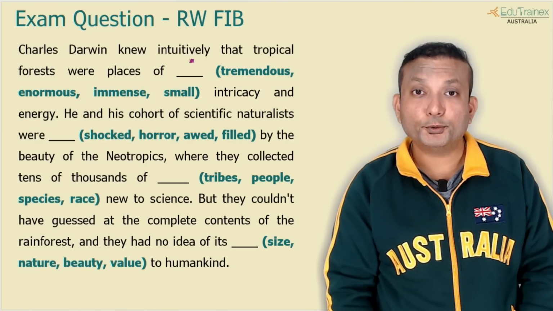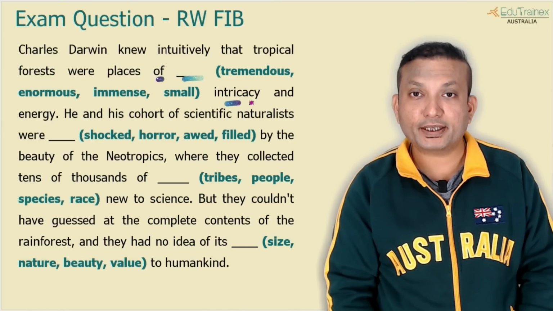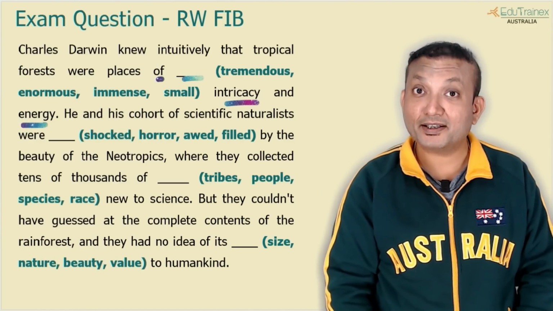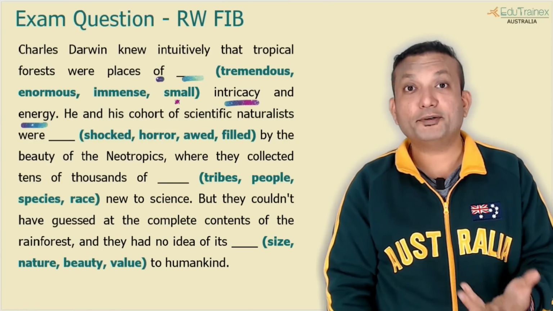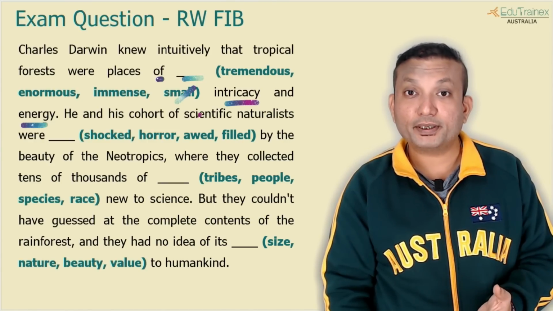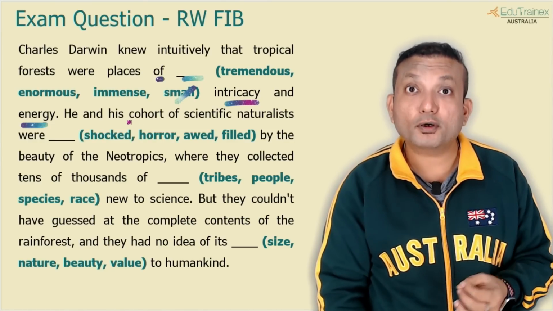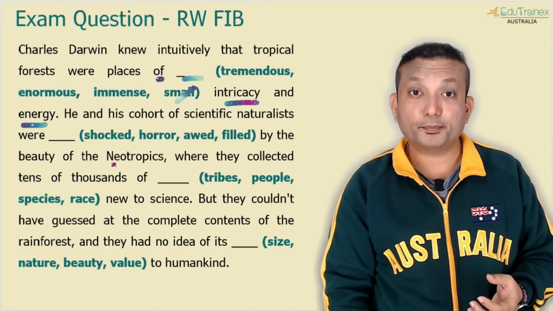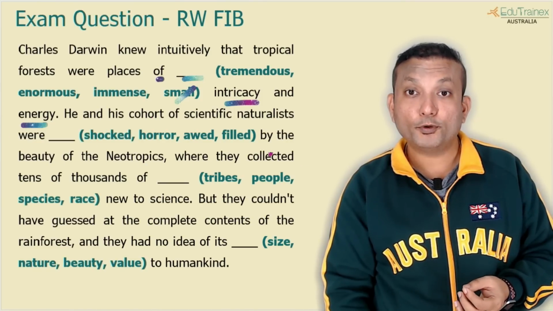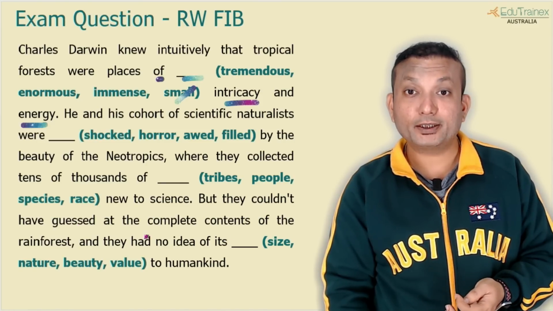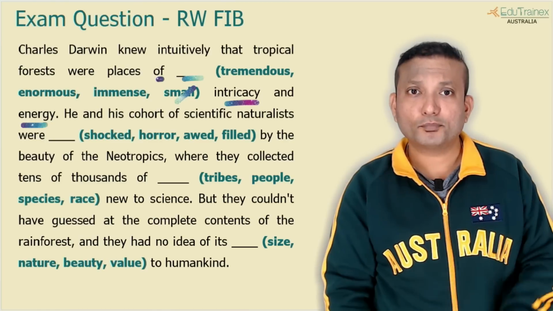Charles Darwin knew intuitively that tropical forests were places of dash intricacy and energy. Now, which word do you use with intricacy and energy both? Small is not even making sense, right? Why did he know intuitively that tropical forests were a place of that? And if you don't have enough context, you continue reading. He and his cohort of scientific naturalists were dash by the beauty of the new tropics where they collected tens and thousands of something new to science, but they couldn't have guessed at the complete contents of the rainforest. They had no idea, blah, blah, blah.